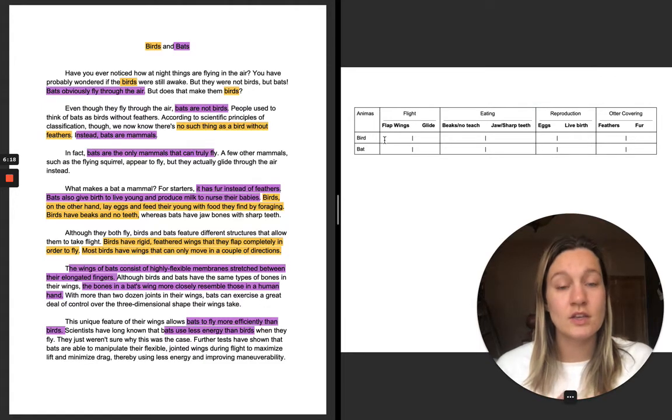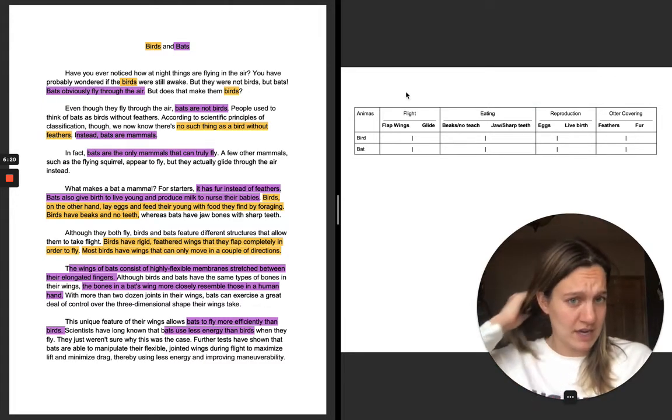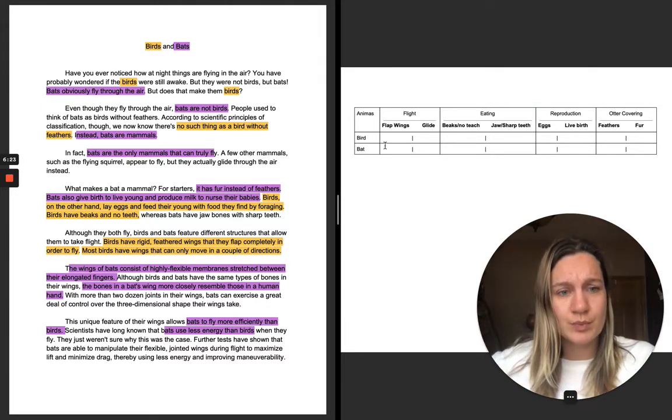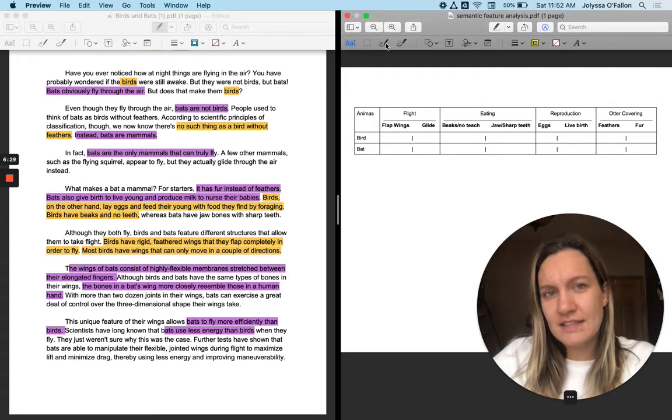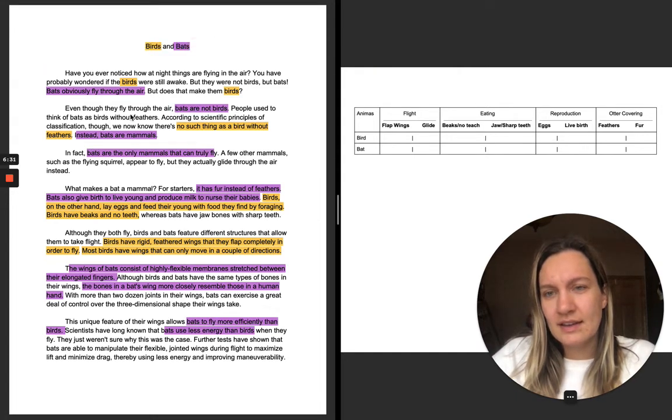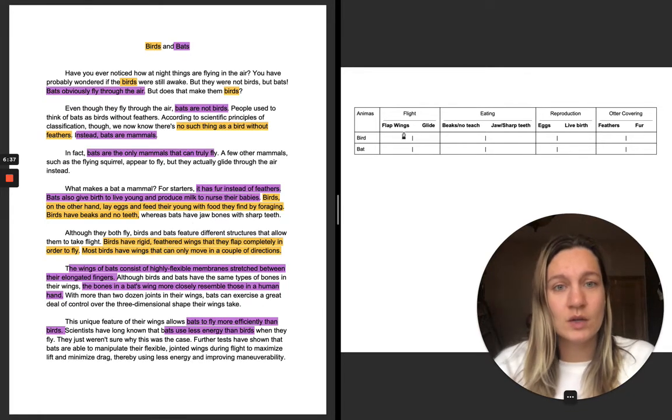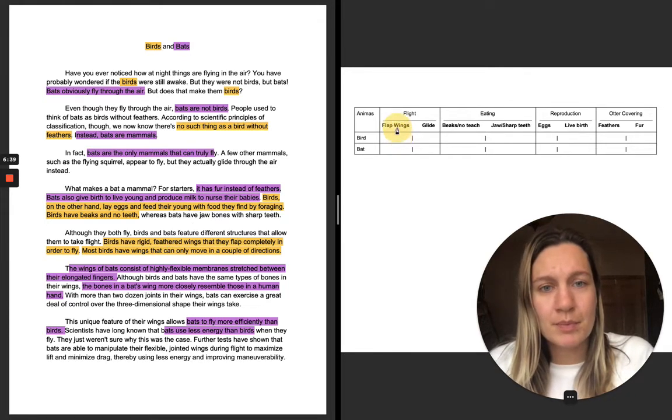All right. So the first thing I'm going to look at is the flight. How do birds move? Do birds flap their wings or do birds glide? Let's look back in our text. Here it says, let's see here, birds have rigid feathered wings that flap in order to fly. Ooh, so I'm going to put a plus.